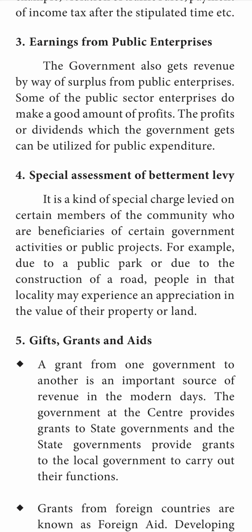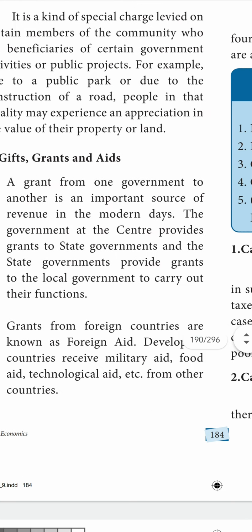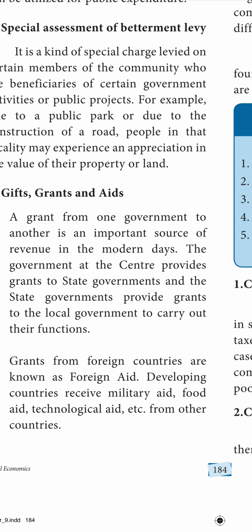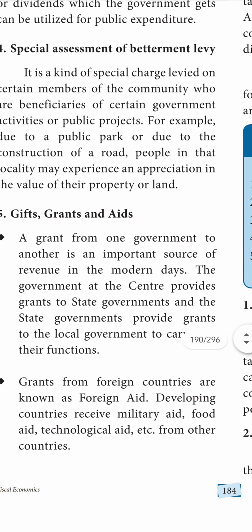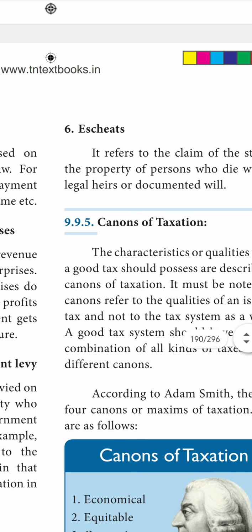Grants from foreign countries are known as foreign aid. Developing countries receive military aid, food aid, technological aid, etc. from other countries. Our country is also receiving so many foreign aids. Okay, mainly in the technological line we are receiving the aids.